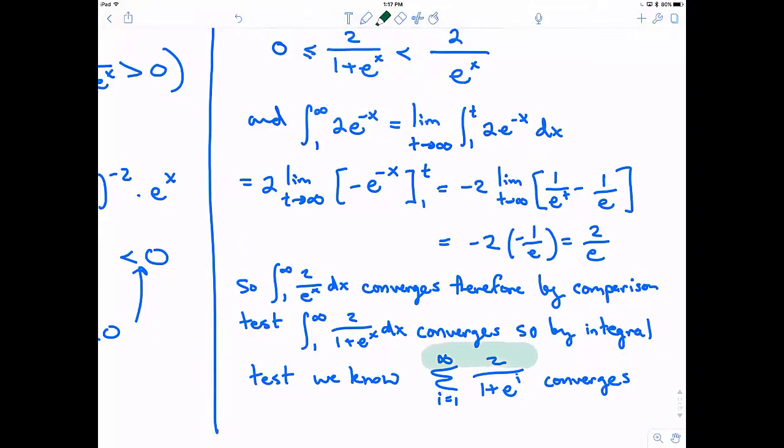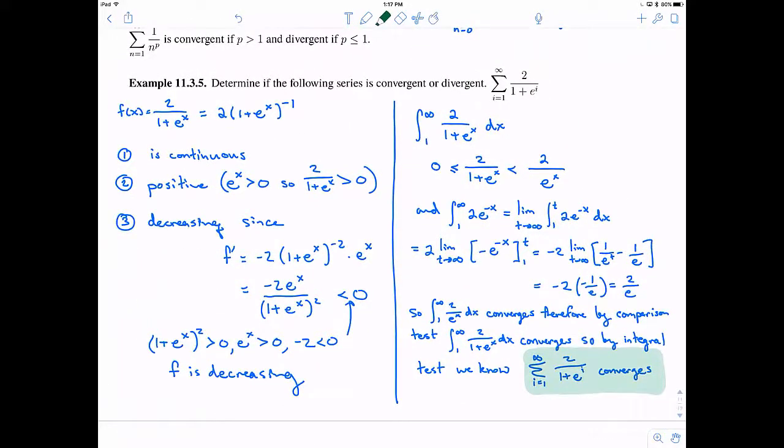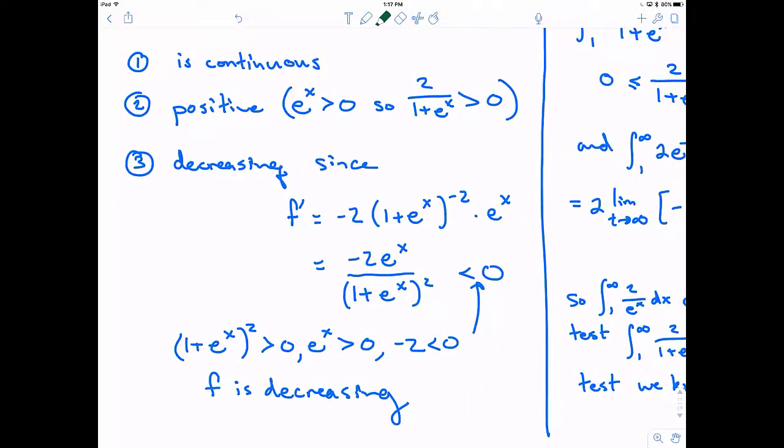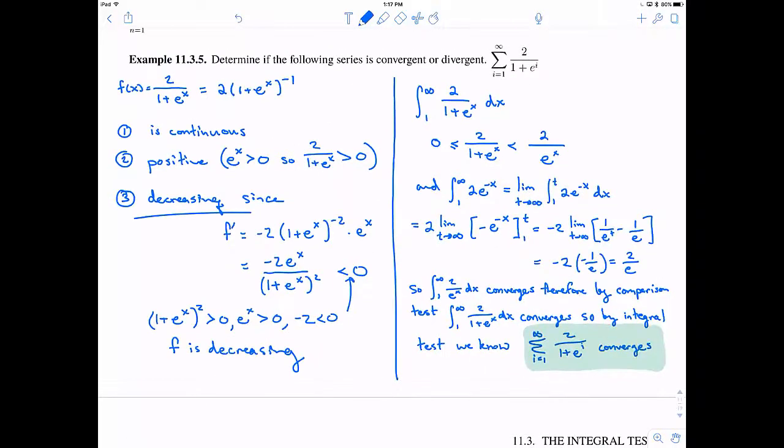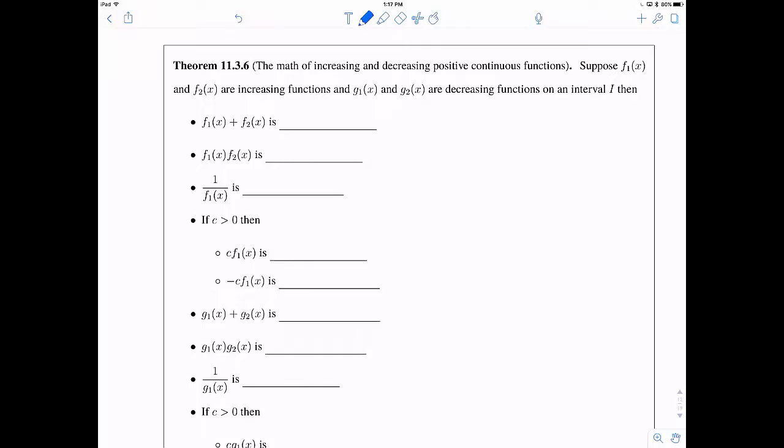Oops, let me use a little bit thicker of a marker here, go a little bit faster. Okay, so with all this increasing and decreasing business, I thought it'd be nice to give you a bonus theorem here, really, of a faster way to tell, and in most cases it would be faster anyway, how to tell when something is increasing or decreasing. Just some quick tricks here. So that's what this next theorem is all about. So this is the math of increasing and decreasing positive continuous functions.